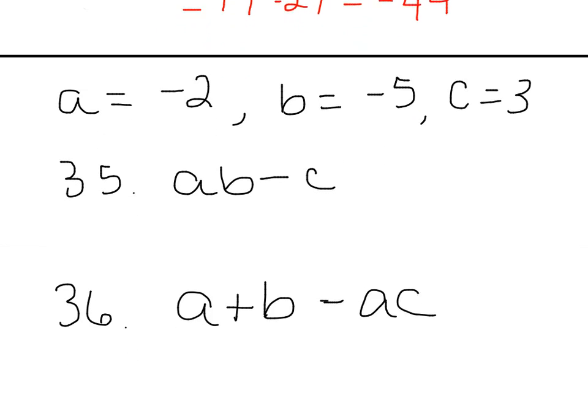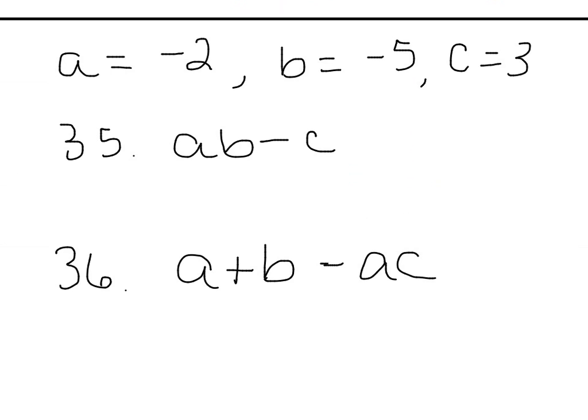Looking at the next ones, we're going to be evaluating for the given values. A equals negative 2, B equals negative 5, and C equals 3. So we're just going to be plugging these numbers in. So A here is negative 2, times negative 5, and then minus 3. Multiplying these two, I get 10, and then 10 minus 3 equals 7.